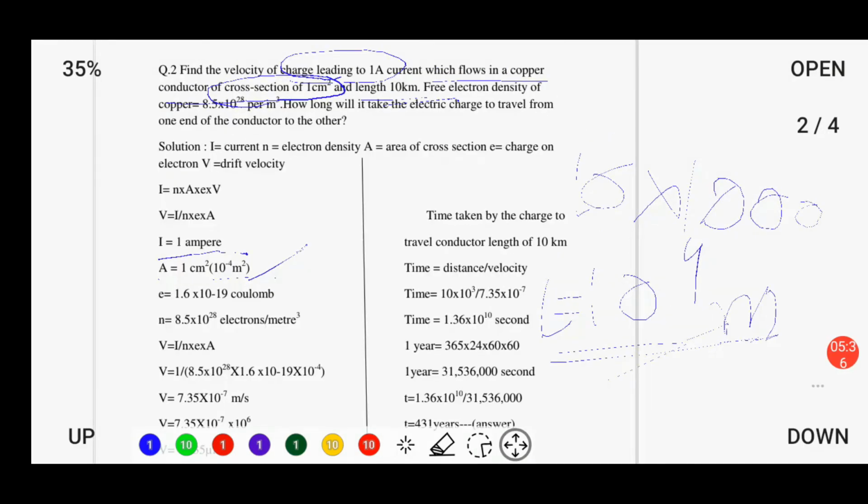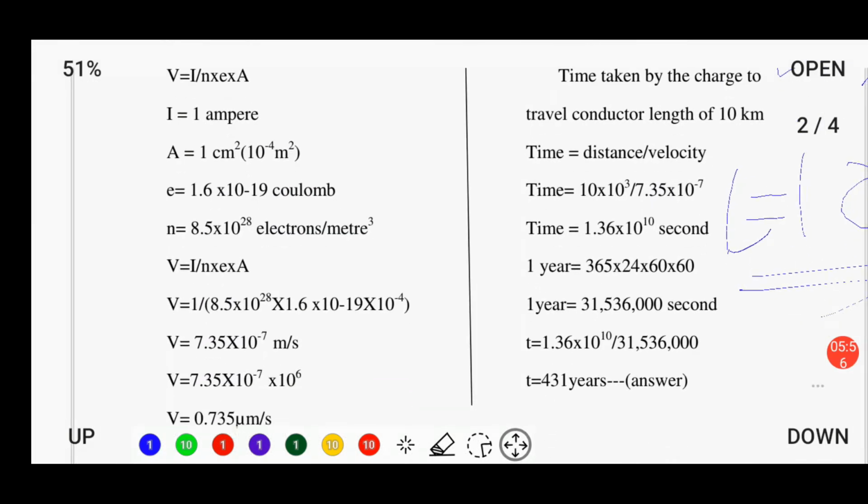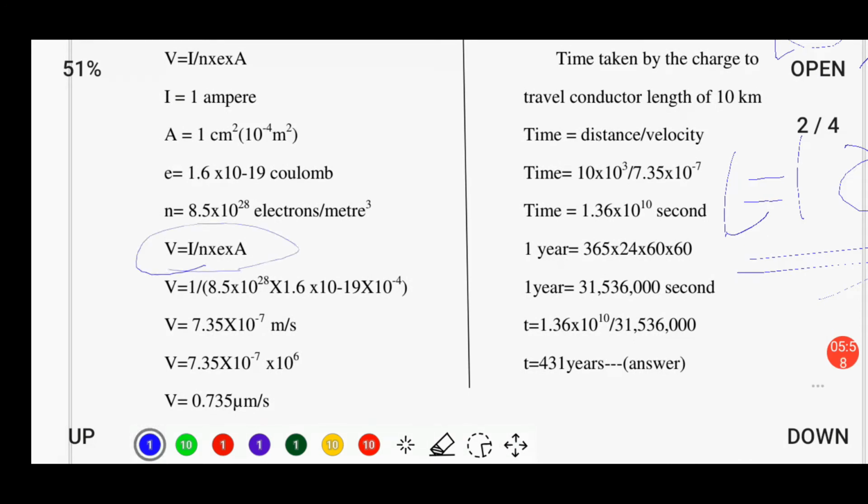Here the electron density is also given, as 8.5 into 10 to the power 28 electrons per meter cube. So first of all, we will find out the drift velocity of the electron using the formula V is equal to I divided by N E A. I is the current flowing through the circuit, N is the electron density, E is the charge of the electron, and A is the area of cross section of the conductor.